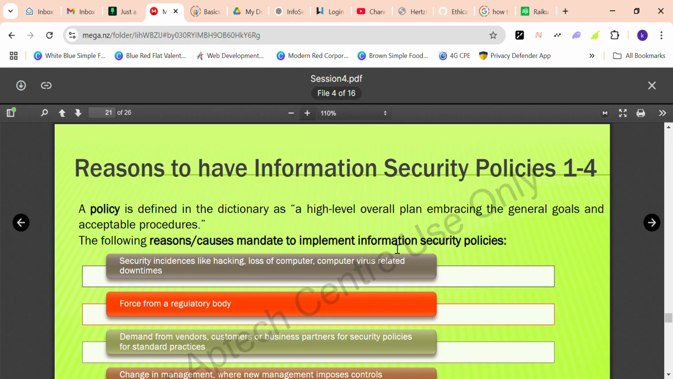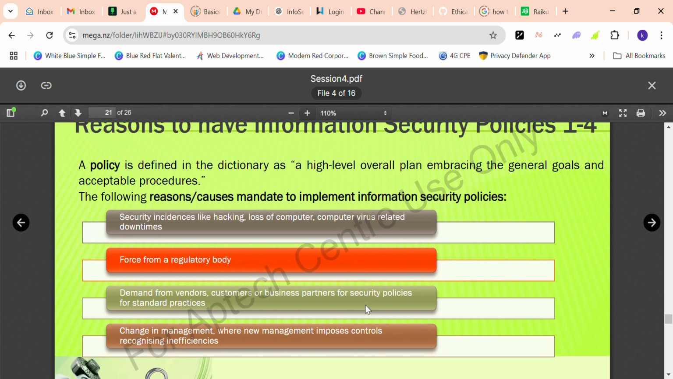Now, the reasons why we need to implement policy, I will mention them right now. Number one, security incidents like hacking, loss of computers, virus-related downtime. We need to avoid this kind of incident, so we need to implement an information security policy. Force from a regulatory body. A regulatory body will force you to do that, and if you don't do it, you will be penalized. You will pay a fine for that. We also have demand from vendors, customers, or business partners for a security policy.